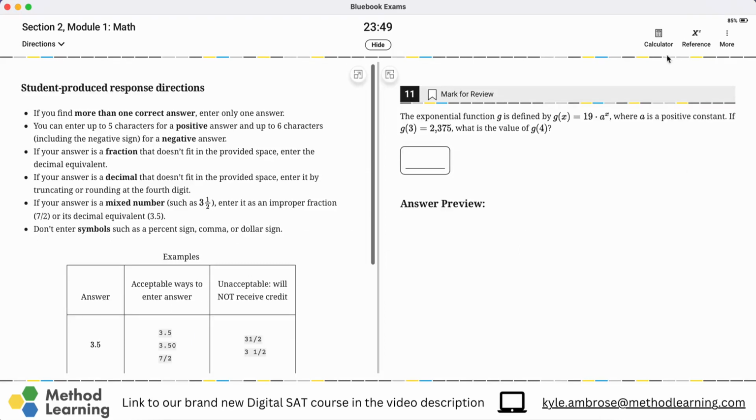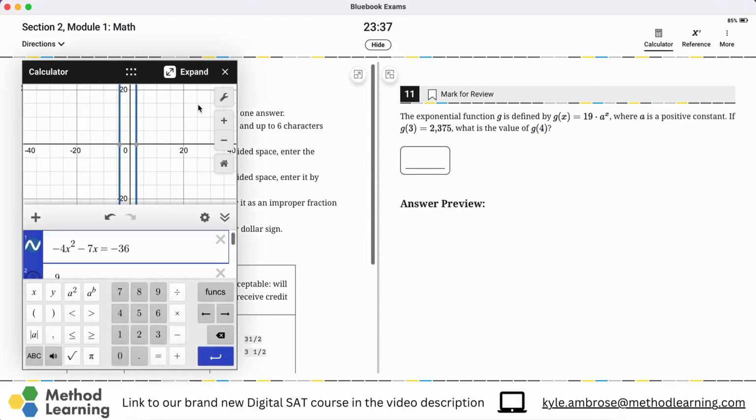Okay, here's another one that we could use Desmos on. It's an exponential function. I know I can use Desmos because they're asking about a graph. They're asking me for the function's value at 4. These are all good hints that we can go to Desmos and use it.